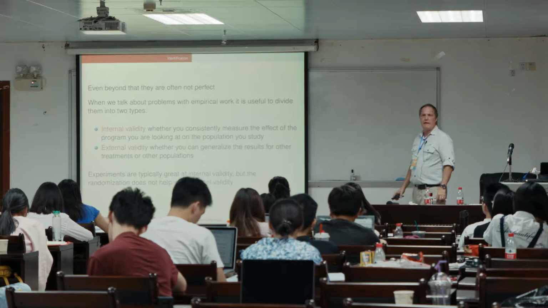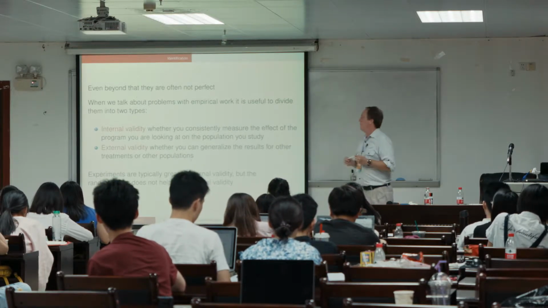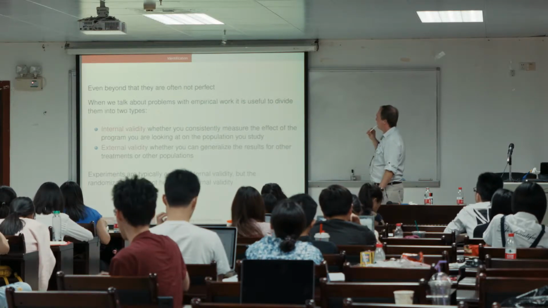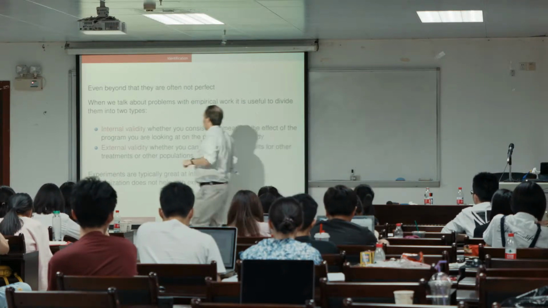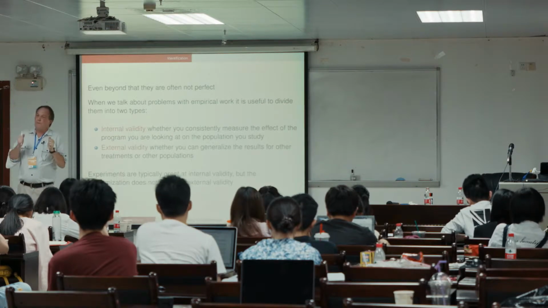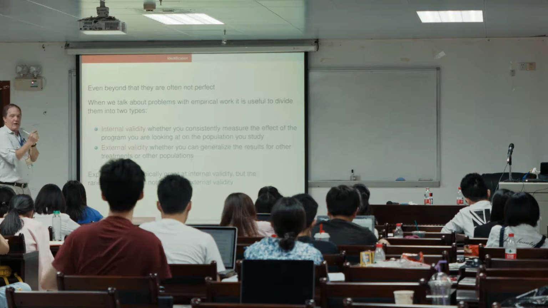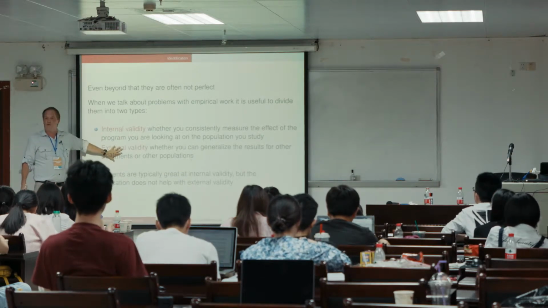Even beyond that, even when you can do this, randomized control trials or experiments are not going to solve all problems. And we can essentially divide, these are probably terms you've heard before this week, problems with identification strategies into two different types. One issue is internal validity, and the other one is external validity.